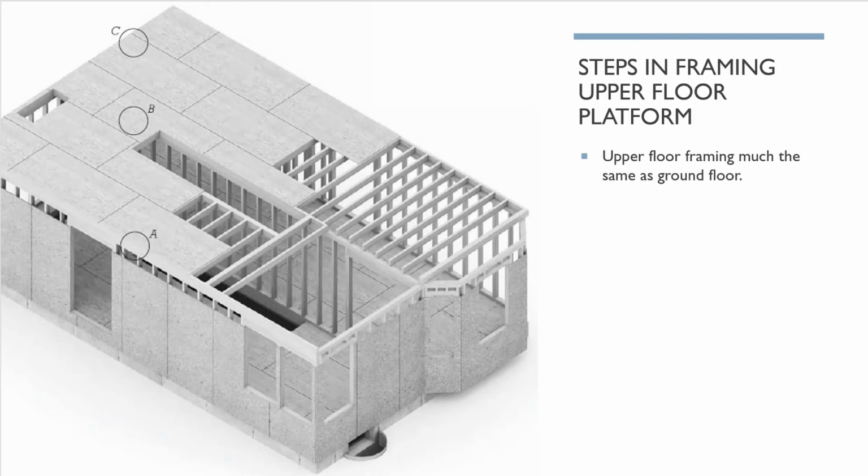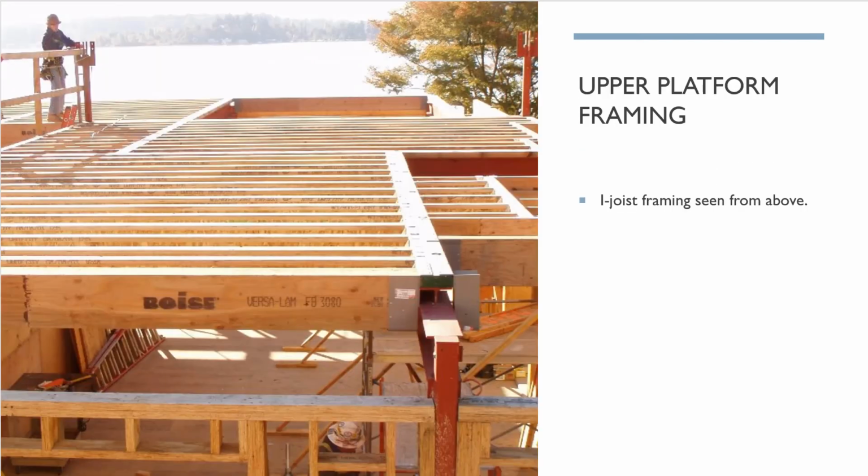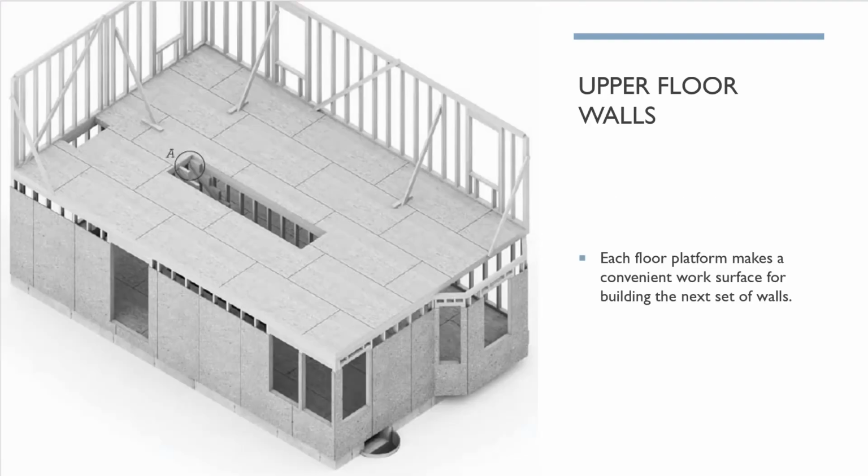I'll add floor joists just like I would on my first floor, and then I would add a subfloor, and then I would build my walls lying down for my second floor and then put those in place as well. So here's an example of that. I have my upper platform framing happening, and eventually once that subfloor is applied, I'll go ahead and construct my walls like you would see right here. And again, here's that benefit of platform framing, because now each floor makes a very convenient work surface for me to build the next set of walls.